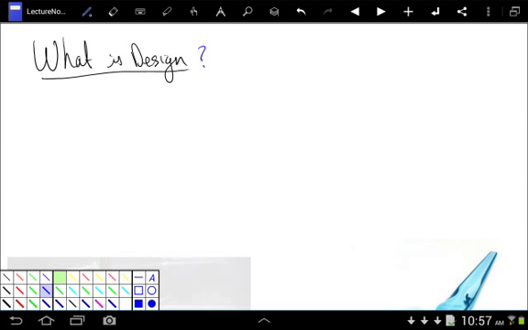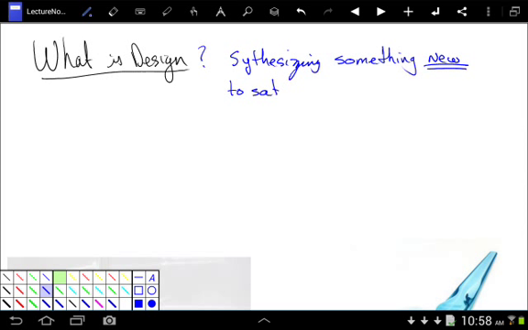Design is, if we had to make a sentence about it, synthesizing something new, right? The important part's new. You're not designing something if you're just copying somebody else. So designing something new to satisfy a need, right?